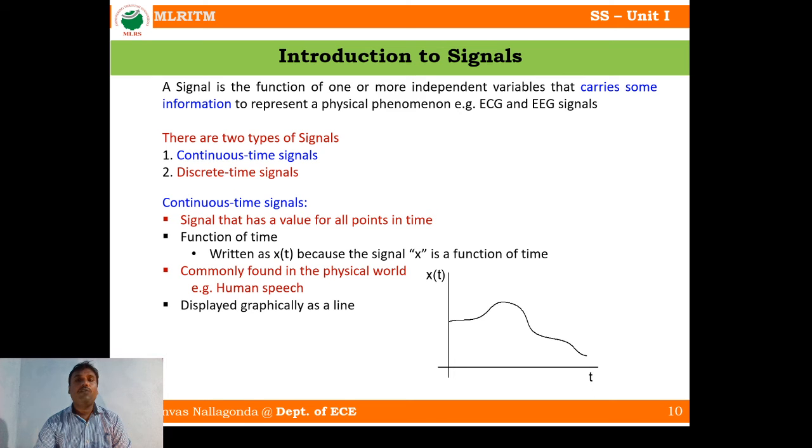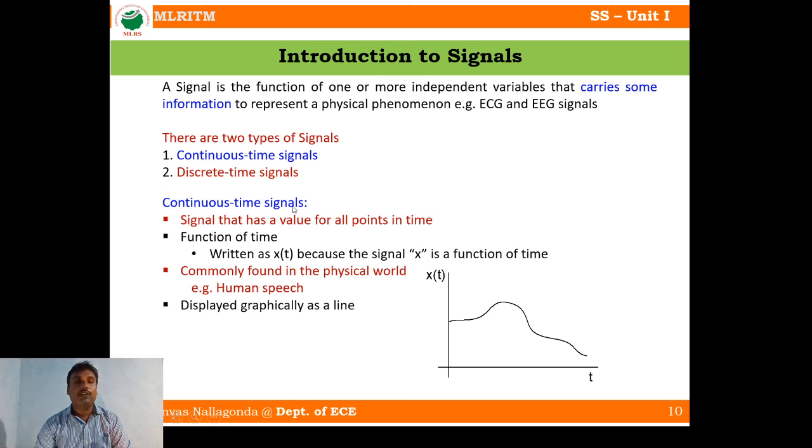An example of a signal is the ECG, electrocardiogram. That signal gives information about the heart. So these signals are studied in medical applications. And there are two types of signals: continuous time signal and discrete time signal.